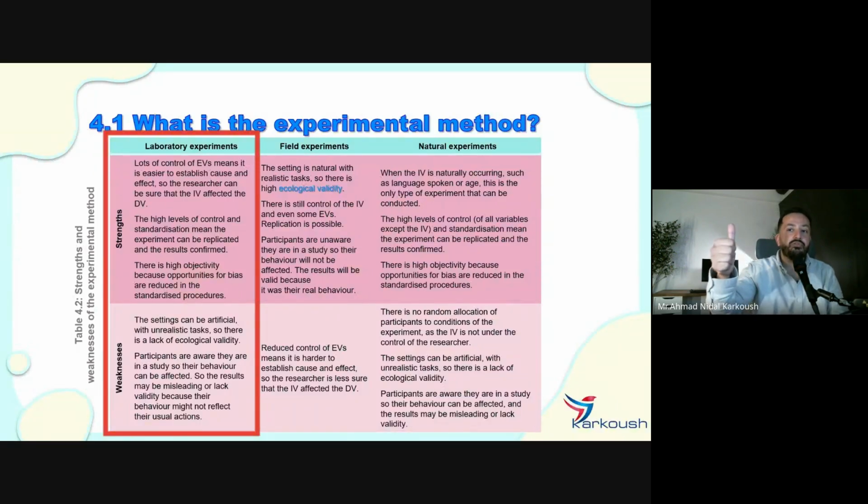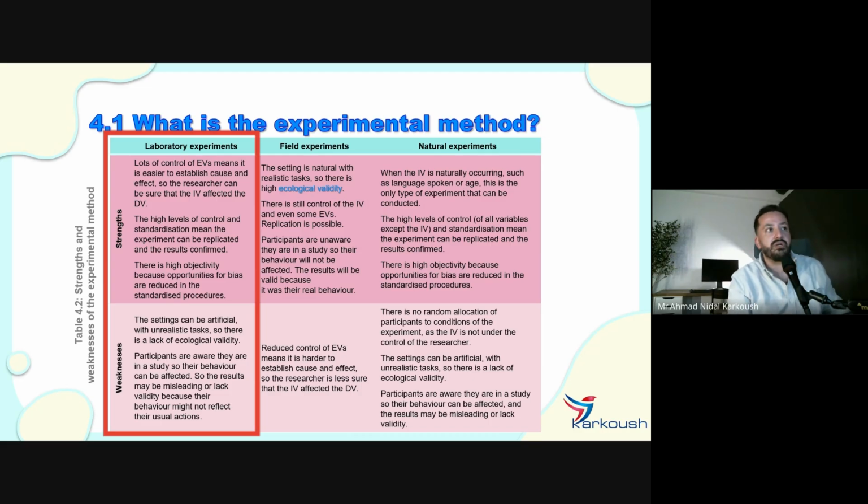Strength, lots of control over EVs, okay? Meaning it's easier to establish cause and effect. Why? Because I'm only measuring and I'm only sure that only the IV, which is the independent variable, is affecting the DV, which is the dependent variable. Okay? There is a high level of control and standardization, which means the experiment can be repeated and replicated and the results can be confirmed. There is high objectivity because the chances for bias are reduced in the standardized procedure.